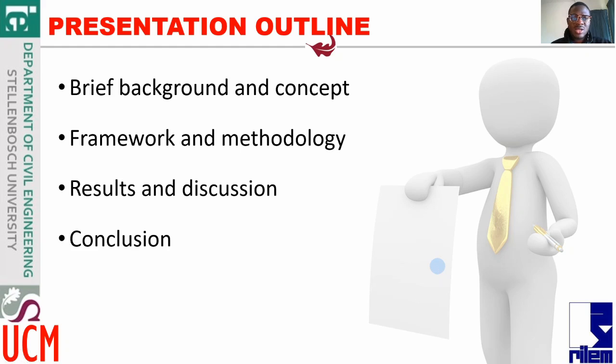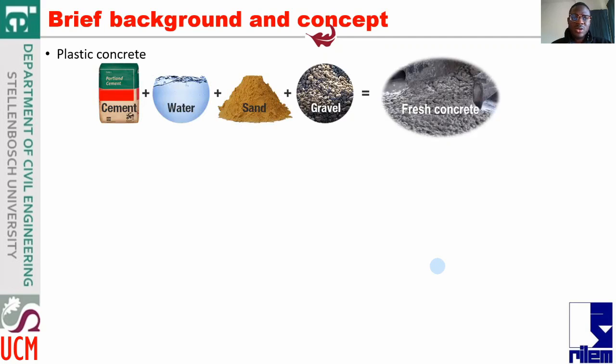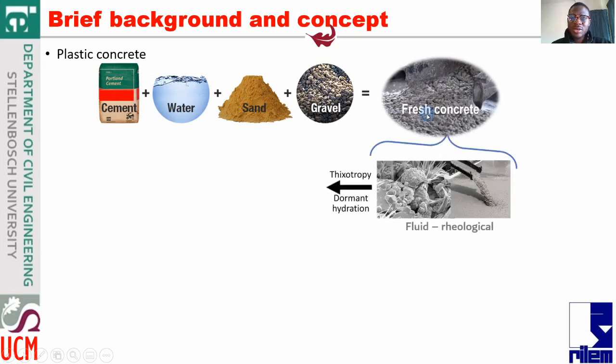This is my presentation outline, and for the presentation I'll give a brief background and concept. First, plastic concrete. We know that when we mix these four basic elements, we have fresh concrete. But with the fresh concrete at this initial stage, it's fluid with rheological properties. During this period, the hydration is dormant, so structuration mainly occurs as a form of thixotropy, which is reversible, which is the main source of strength.